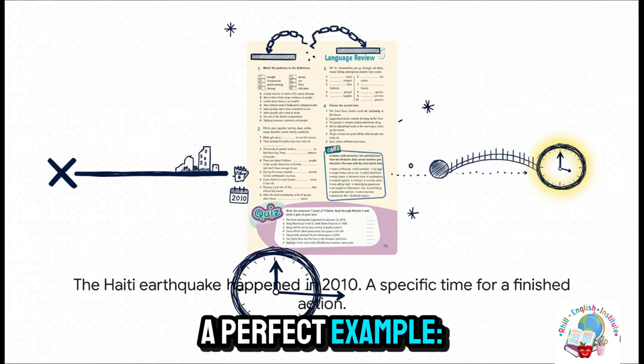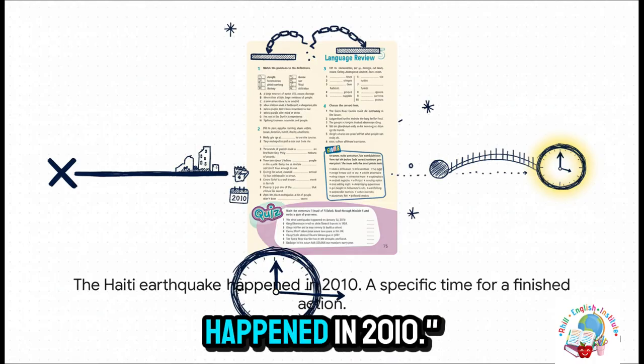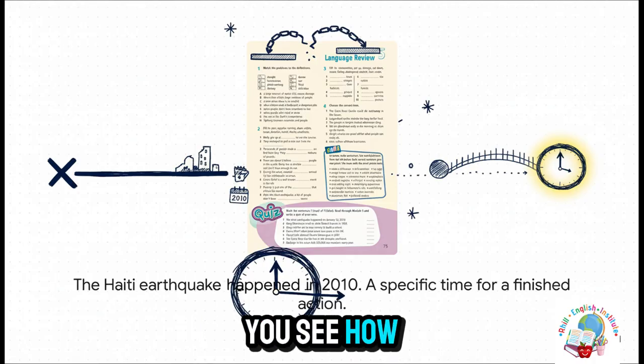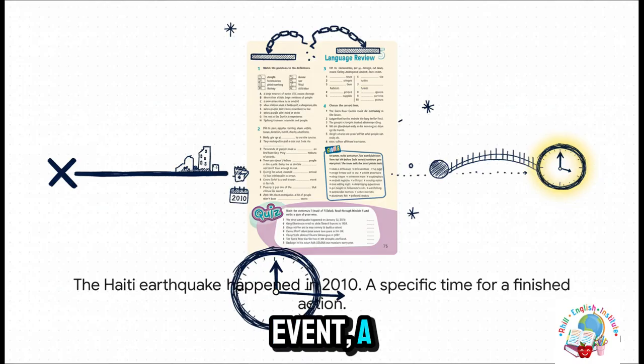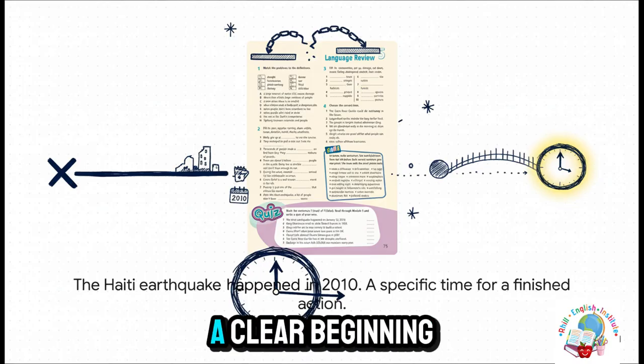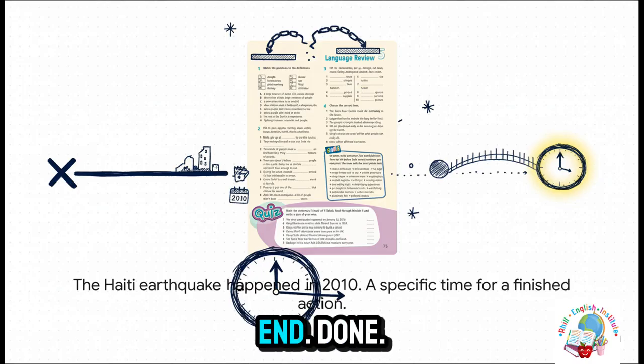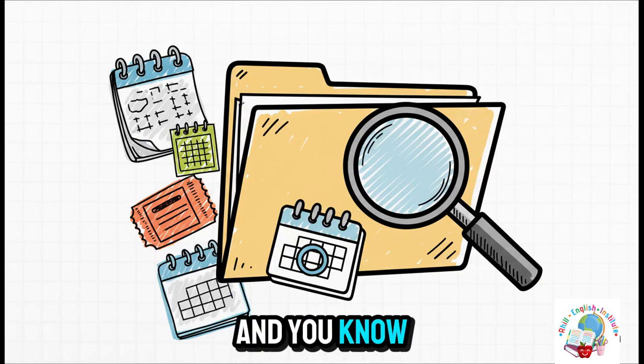Here's a perfect example. The Haiti earthquake happened in 2010. You see how specific that is? The time is right there, in 2010. And the action, the earthquake itself, is completely over. It's a finished event. A fact of history. The story has a clear beginning and a clear end. Done. And you know, English actually gives us little clues to look for.